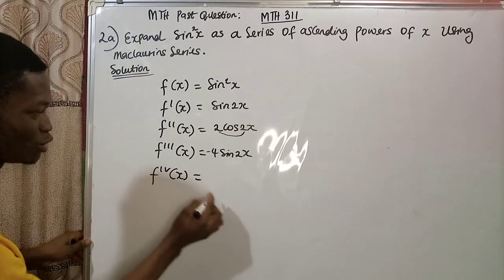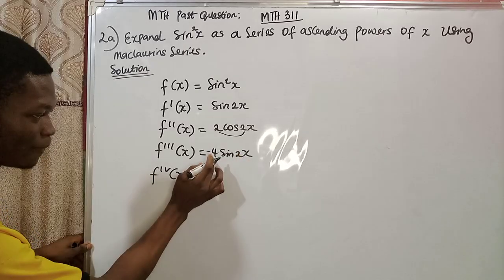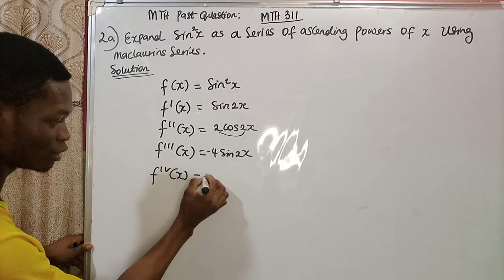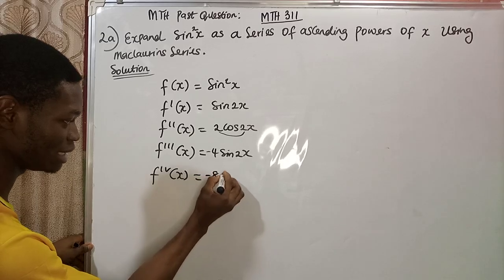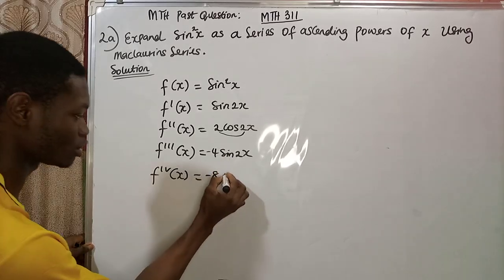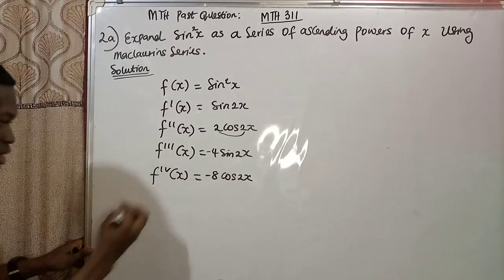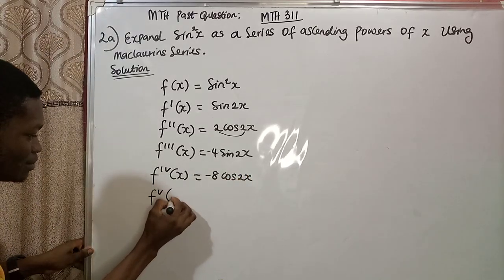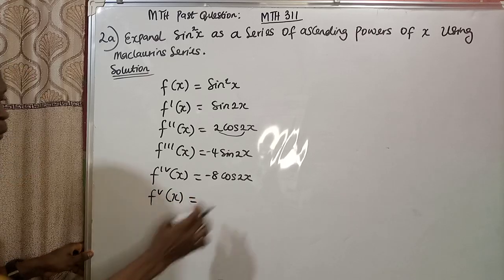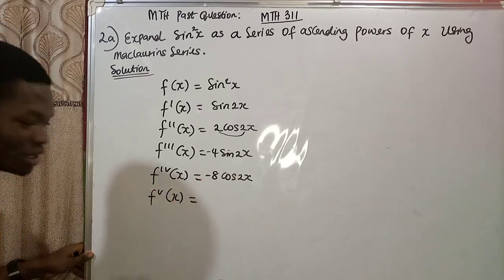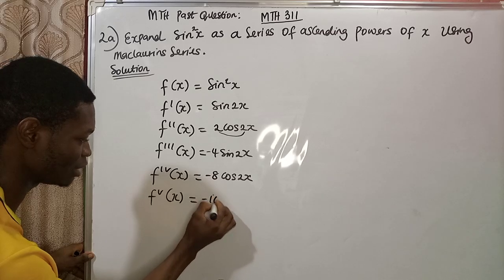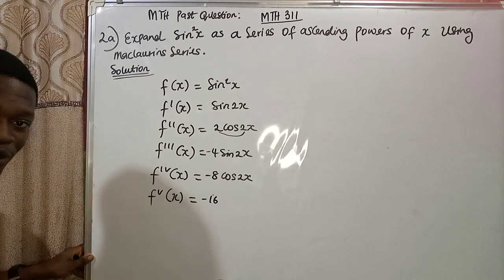Now let's differentiate the fourth one. f4 is equal to 2 times 4, minus 2 times minus 4 is minus 8. Differentiating sine is cos 2x. As simple as that. If you differentiate the fifth one, it is equal to 2 times 8, which is minus 16. We have minus 16. Differentiating cos is what?